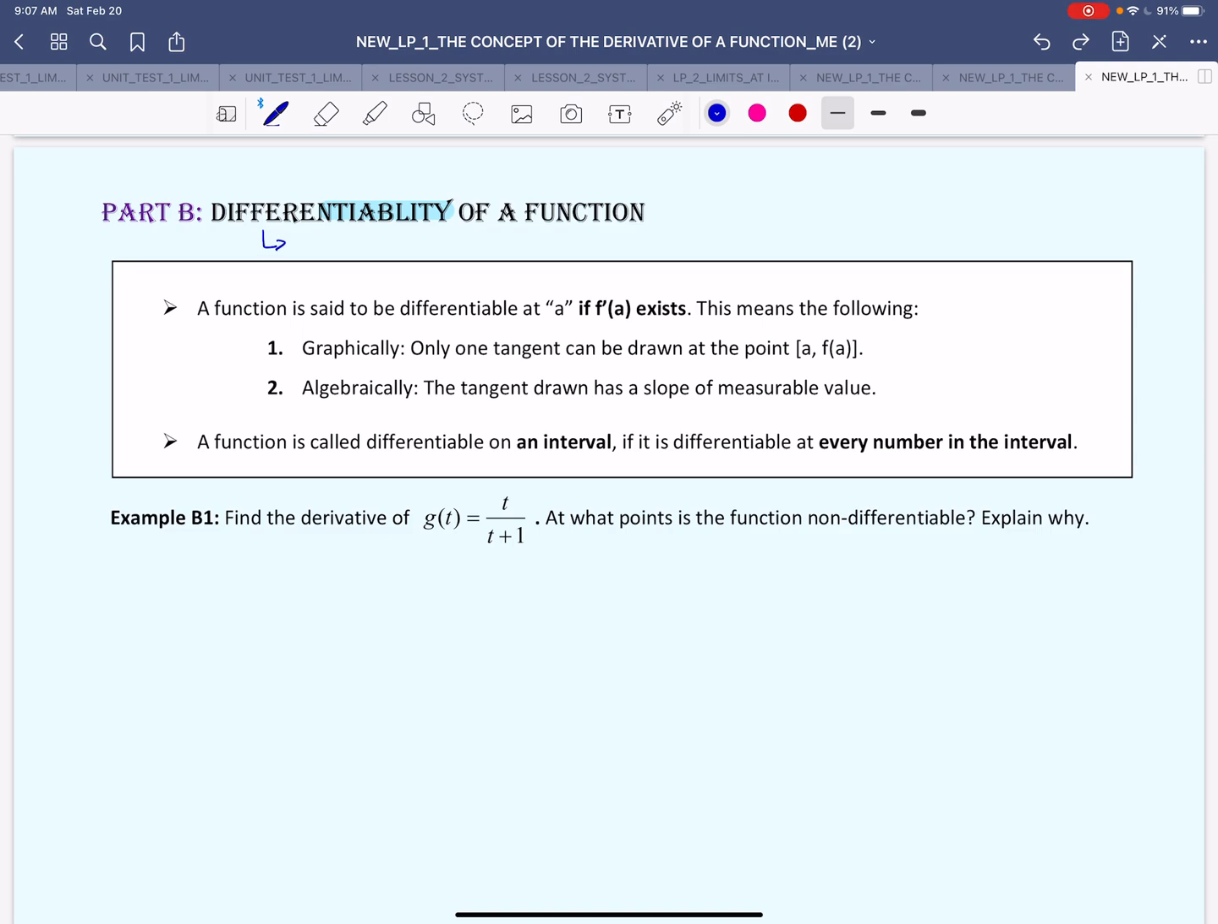So, a function is differentiable at a point if we're able to evaluate the derivative of the function at that point. So we're going to say that a function is differentiable if f prime of a exists, which means that graphically, when can f prime exist? When we are able to draw the tangent and there is only one tangent at that point. And algebraically speaking, we're going to say that the tangent drawn has a slope of measurable value. So we are able to evaluate the derivative at that point. Okay? So I'm going to write this.